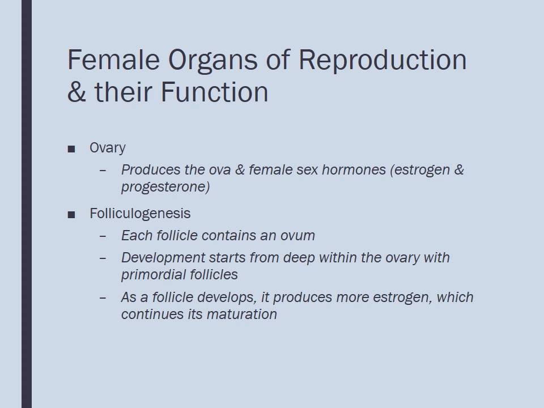We've got to go a little bit deeper in the ovary and talk about folliculogenesis, so making the follicle or the ovum, that developing egg that's coming along. Each follicle contains an egg. That development starts deep within the ovary with what we call a primordial follicle. As that wave of follicles develops, each one of them produces more estrogen, which helps mature that follicle as it comes along.